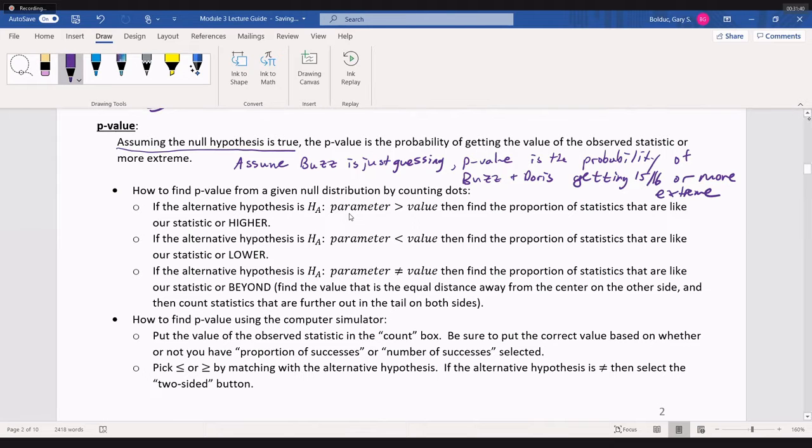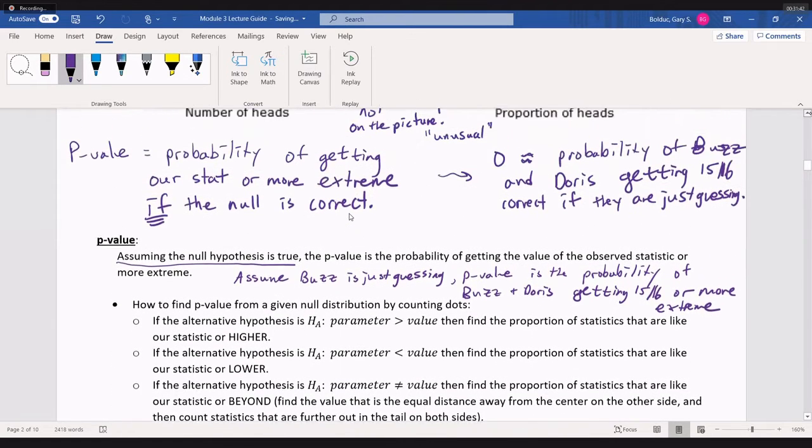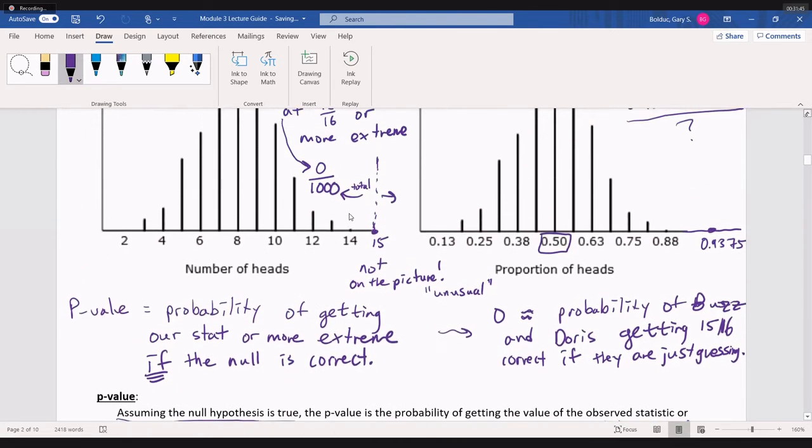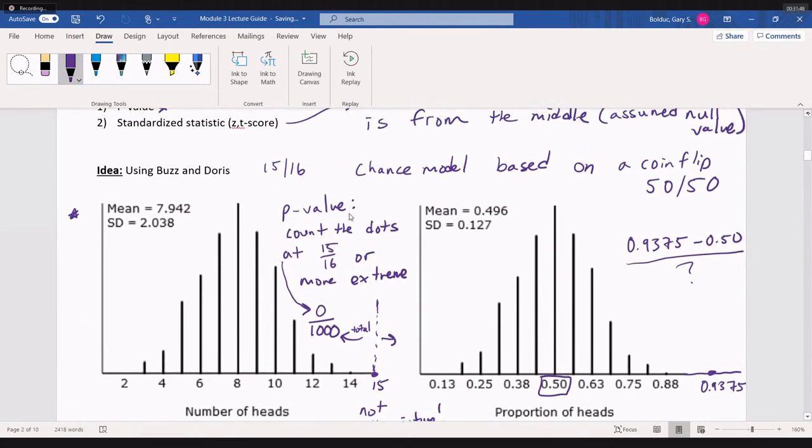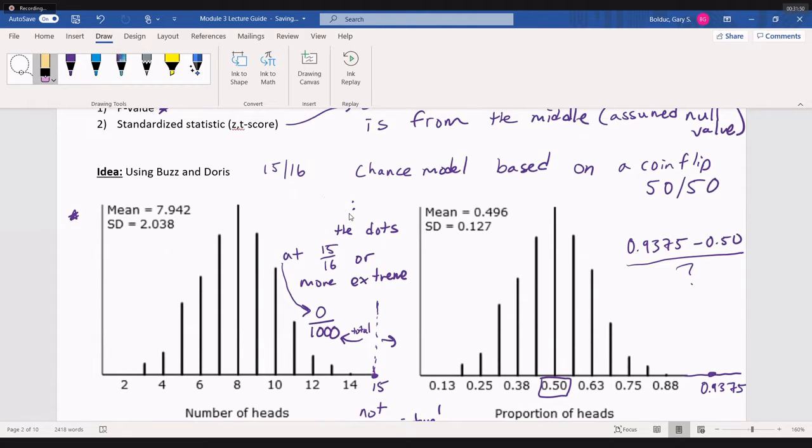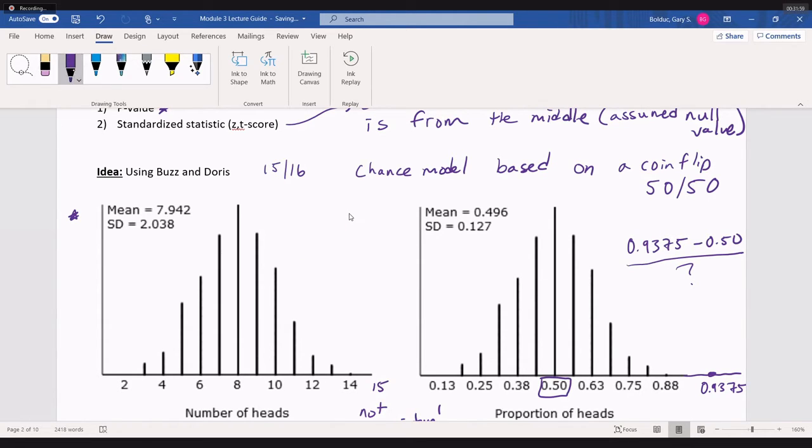So let's go back up to the Buzz and Doris example. Let me get rid of some of this so we have some room. Okay. So there are three situations we need to be thinking about. The three situations are your alternative hypothesis has a greater than symbol, has a less than symbol, has a not equal to symbol. In this example, we were interested in greater than. We wanted to know if the dolphins were communicating, and to us that meant they should do better than 50%.